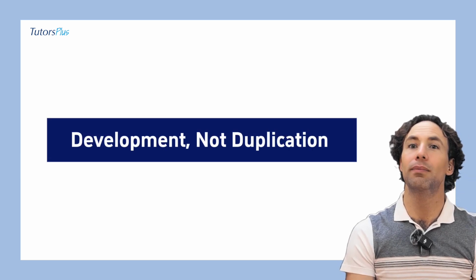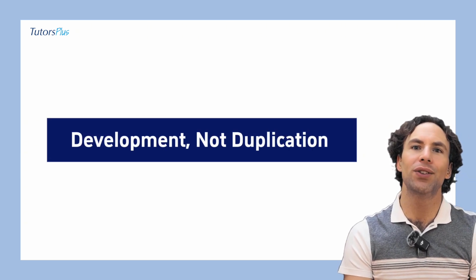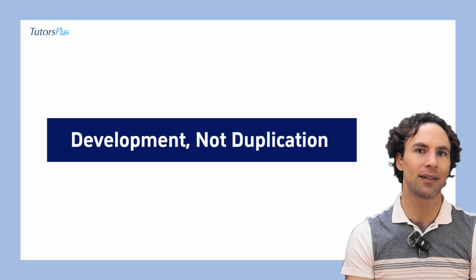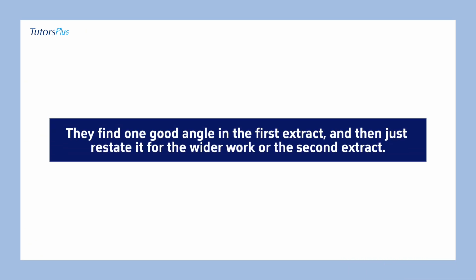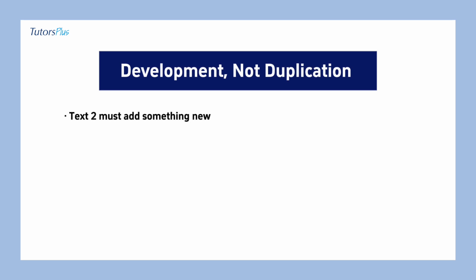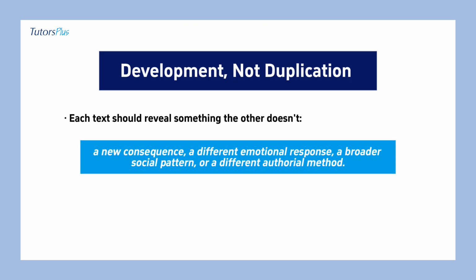Another major reason I/Os might feel disconnected is that students repeat the same ideas in both texts. They find one good angle in the first extract, which is fantastic, but then they restate it for the wider work or the second extract. But examiners are not listening for development of that same idea across texts. They're looking for the way each text adds something new to your understanding of the global issue. Each text should reveal something that the other doesn't. A new consequence, a different emotional response, a broader social pattern, or a different authorial method.